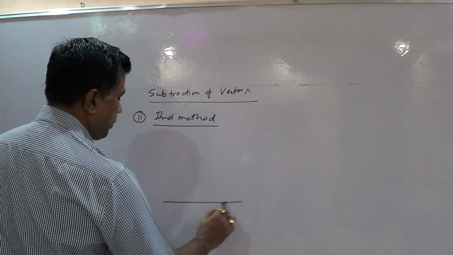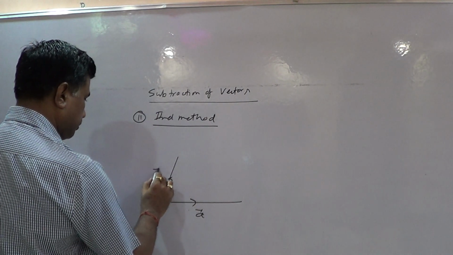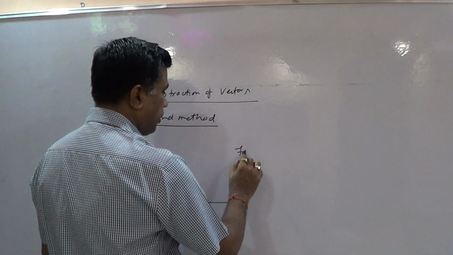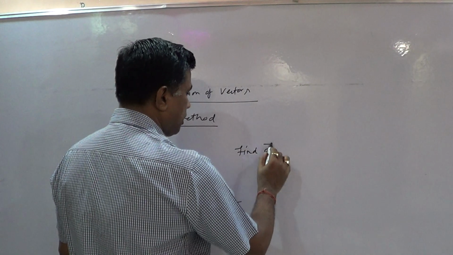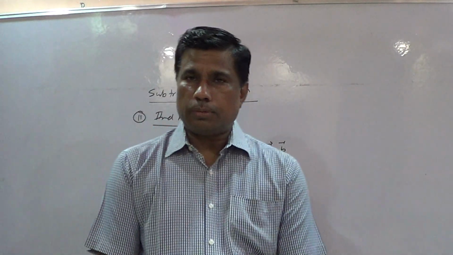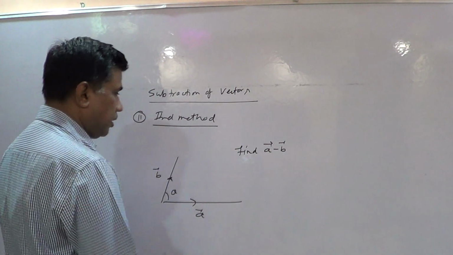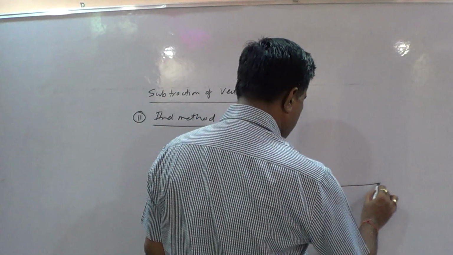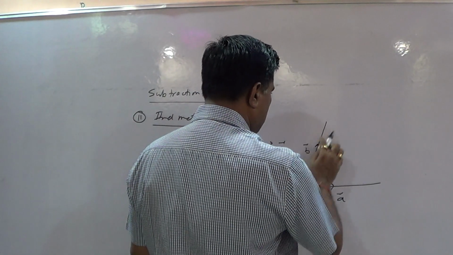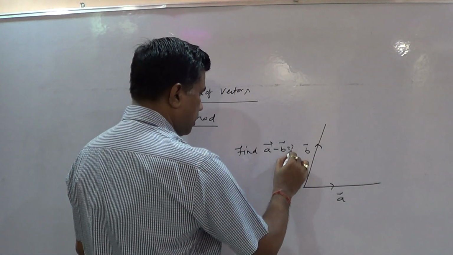Listen, suppose this is vector A, this is vector B. Let the angle between these two vectors be theta. Now students, you have to find again this vector A minus vector B. Students, this method is easier than the previous one. To find A minus B, I will make this A and B once more. This is the operational diagram of A minus B. I am going to find this A minus B.